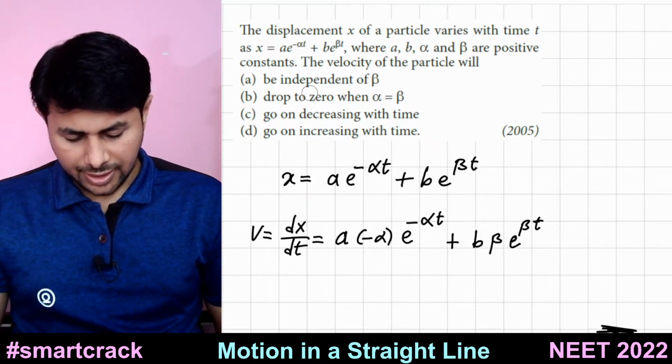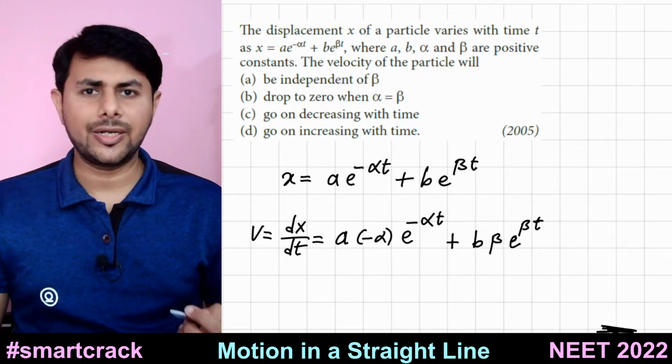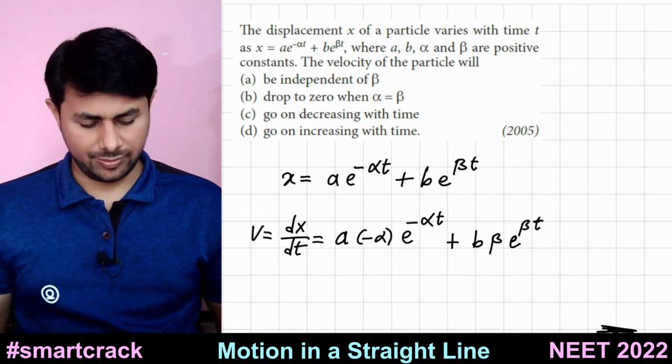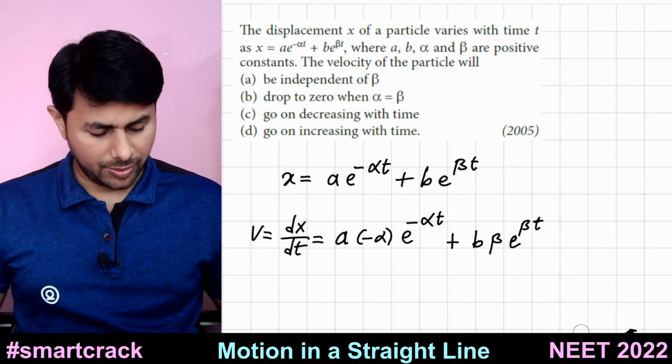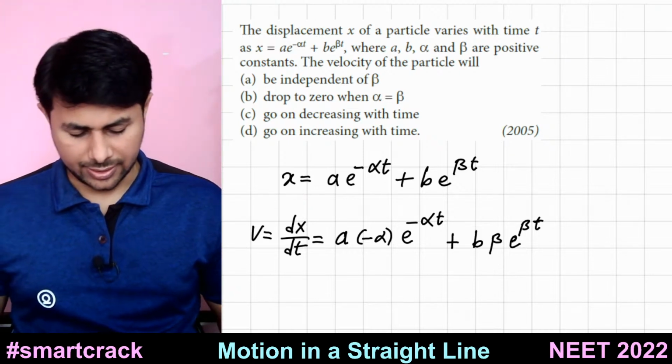So it is independent of beta. Is it independent of beta? Clearly not, because as you change beta, the velocity will change. So option A cannot be the answer.